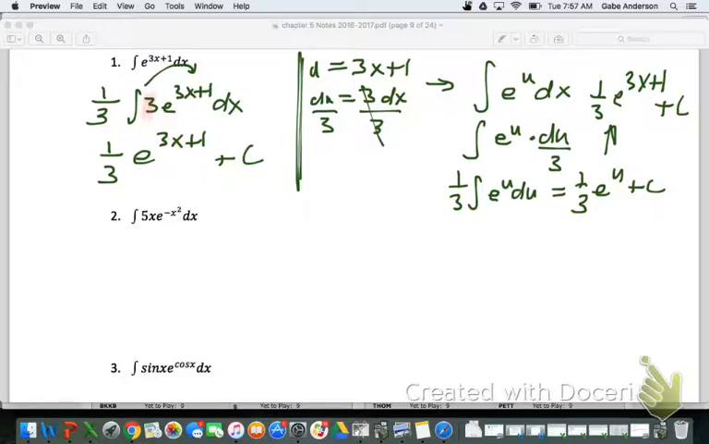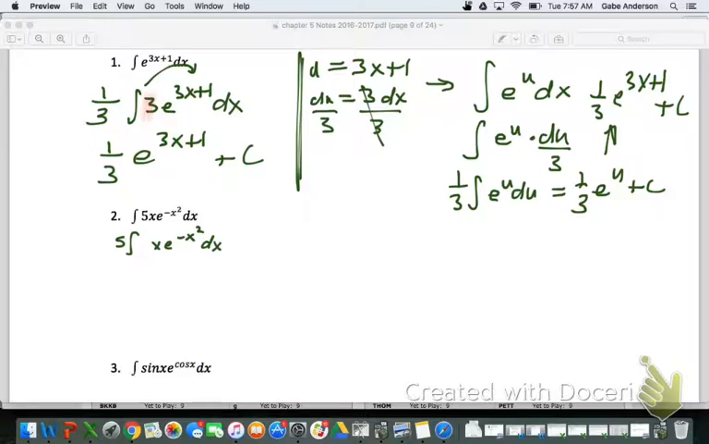Okay, number 2. The first thing I see in number 2 is that constant multiple of 5. I think that should come out. It'll make things a little bit more clear, perhaps. So I would write this as 5 times the integral of x e to the negative x squared dx.